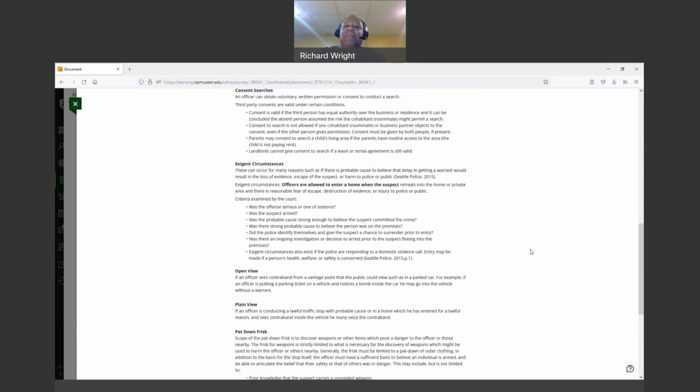Exigent circumstances. These can occur when there is a belief that if you had to go get a warrant, the person could escape, or evidence could be destroyed, or there could be harm to someone. Officers are allowed to enter a home when the suspect runs into the home or retreats into a private area and there is a reasonable fear of escape, destruction of evidence, or injury to the police.